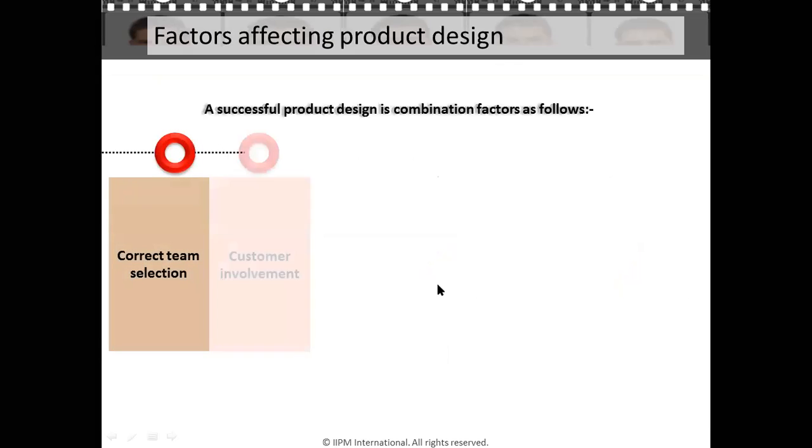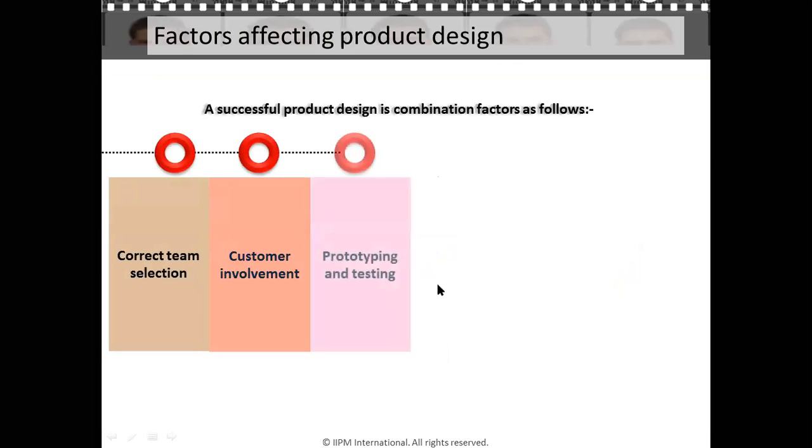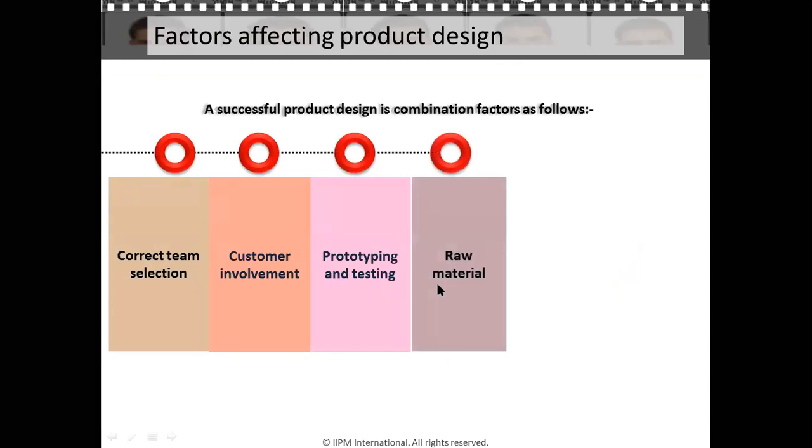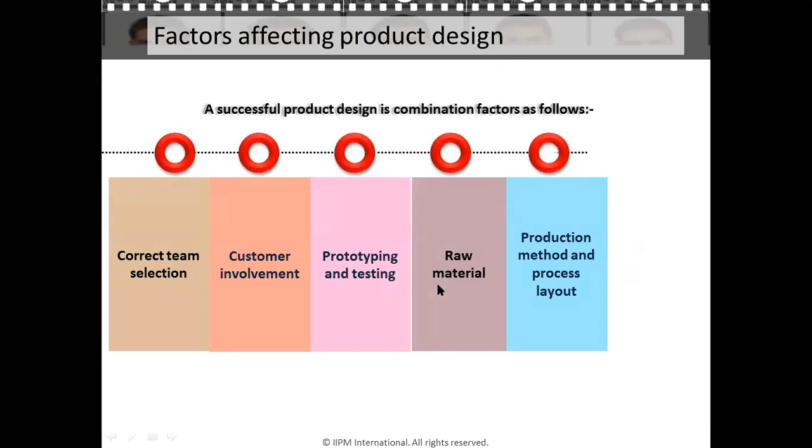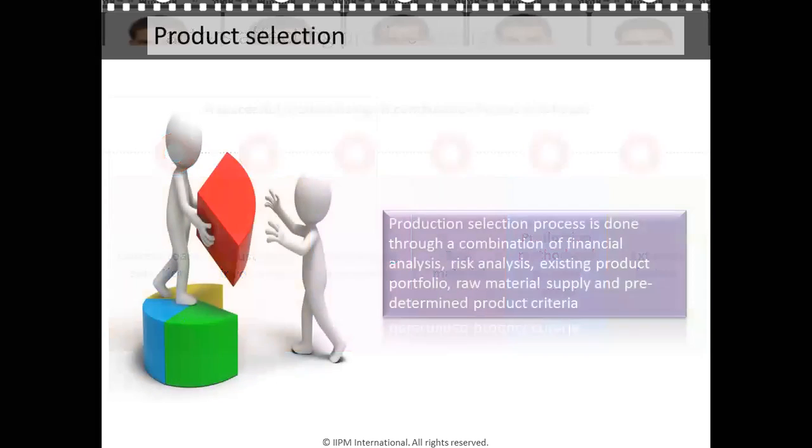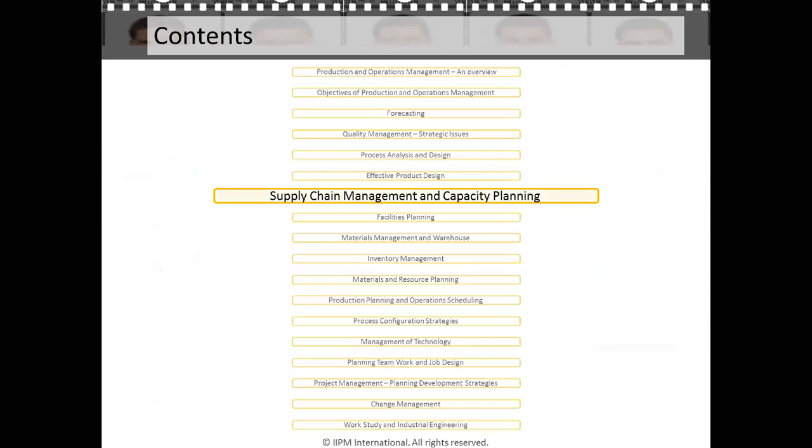Now, what are the factors affecting product design? We have correct team selection. So team selection could affect product design. Customer involvement could affect product design. Prototyping and testing, raw materials, production method and process layout, and other external factors. Now, quickly, product selection. The product selection process is done through a combination of financial analysis, risk analysis, existing product portfolio, raw material supply, and predetermined product criteria.